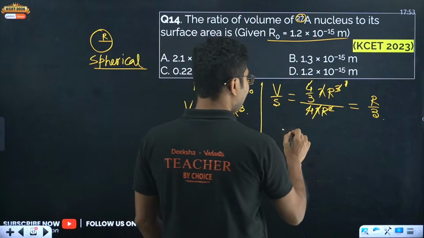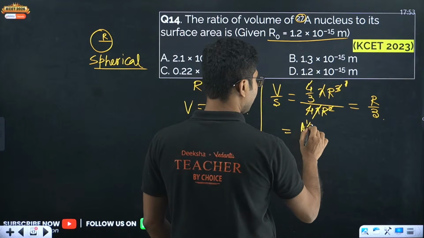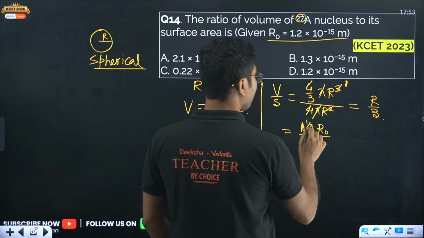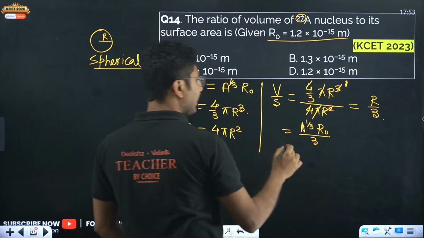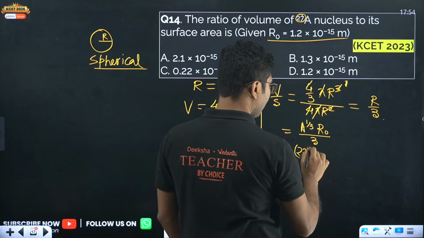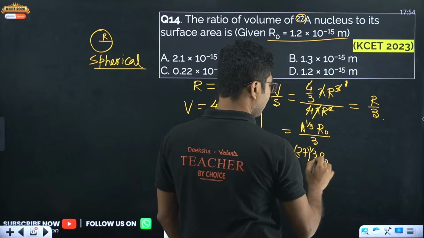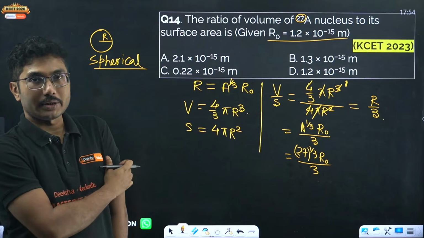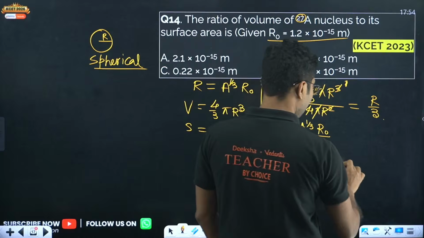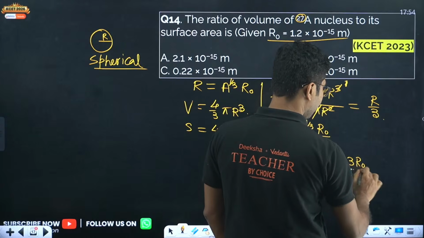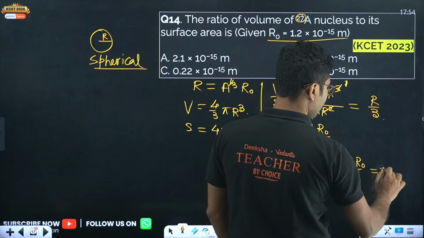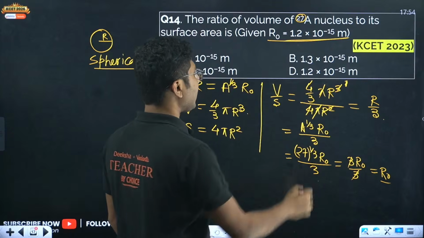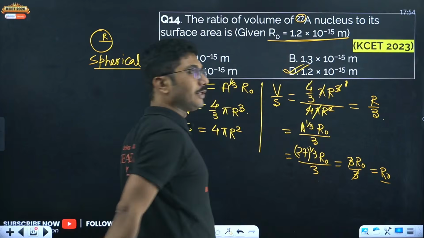Now what is r? R is A to the power 1/3 times R naught. And A to the power of 1/3 is 27 to the power 1/3, which is obviously 3. So 3 R naught by 3 is R naught. So the answer will be 1.2 times 10 to the power of minus 15. So option D is correct.